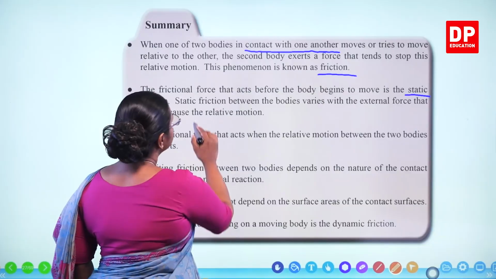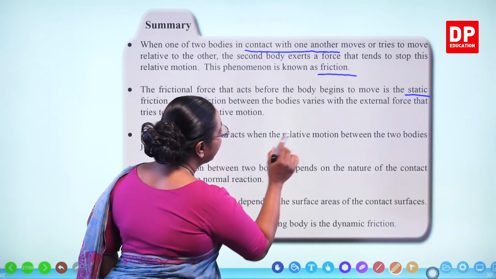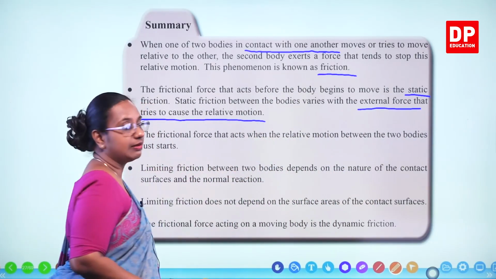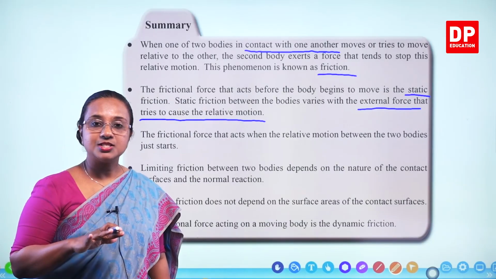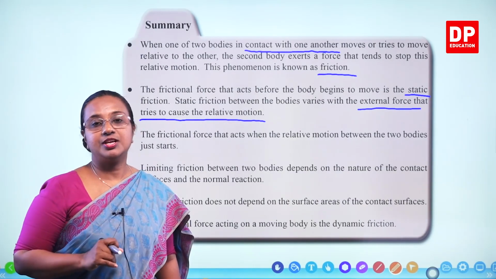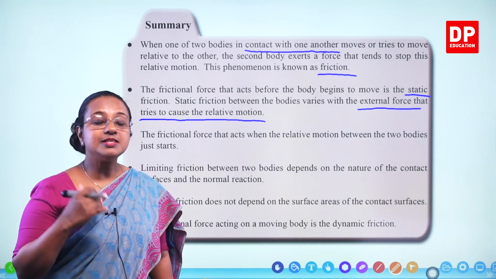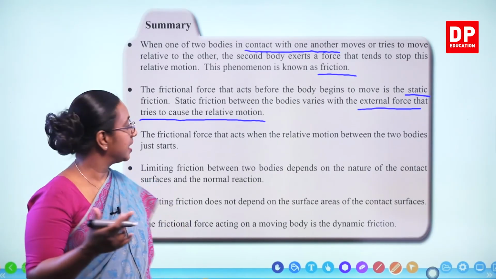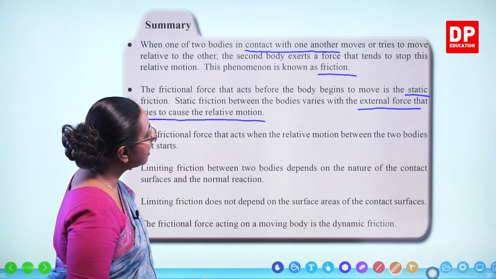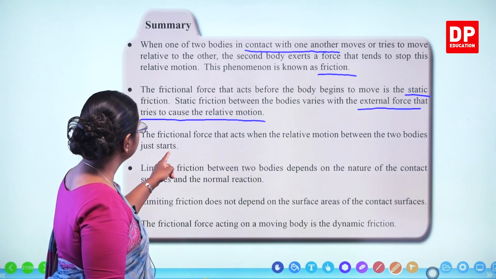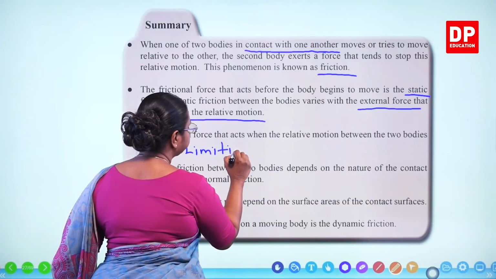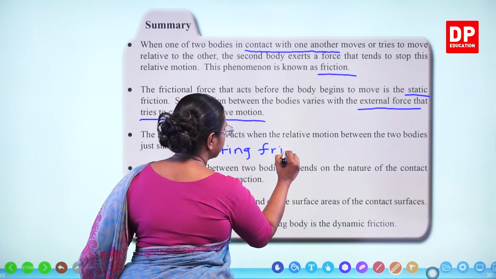The three states. Static friction between the bodies varies with the external force that tries to cause the relative motion. When we apply a small force, static friction is less. When we apply a higher force, static friction is higher. And when it reaches the maximum value, it becomes limiting frictional force. The frictional force that acts when the relative motion between the two bodies just starts is known as limiting frictional force or limiting friction.